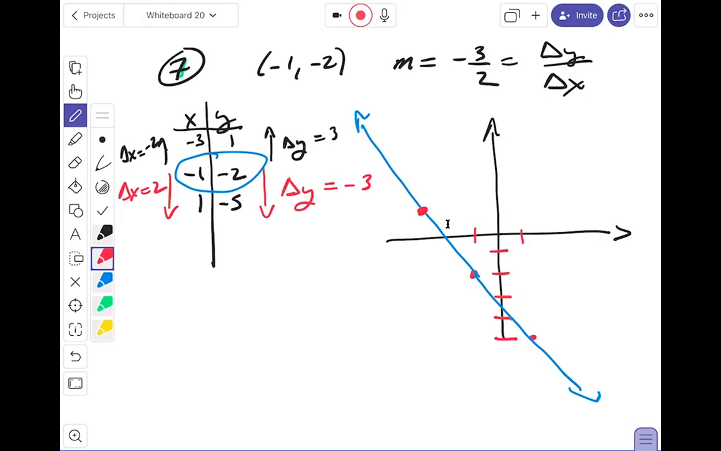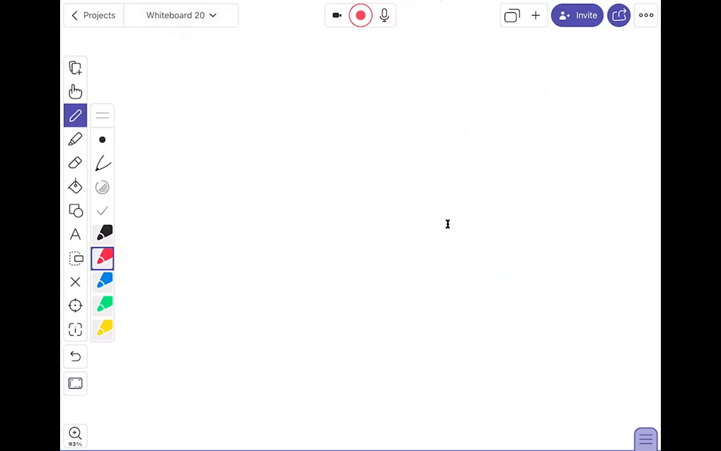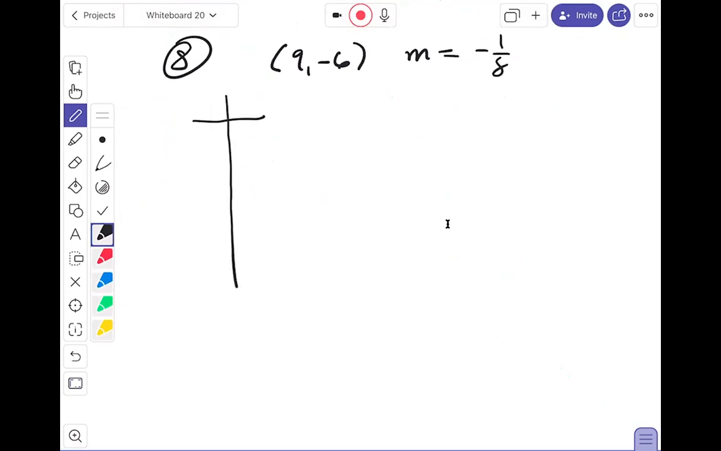Let's go to number 8. And what's number 8? I'll read it to you. It says graph the line that goes through the point 9, minus 6 and has slope minus 1/8. All right, I'll put this down for you. Again, to graph a line, you need 2 points. And I'll write this over here. And this is 9, minus 6.